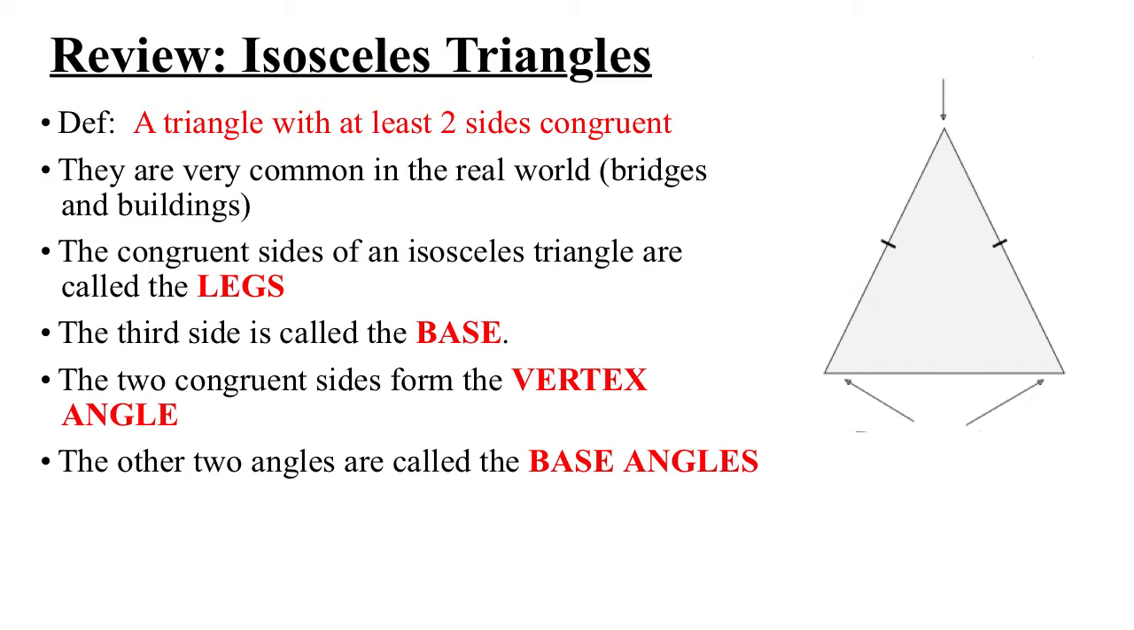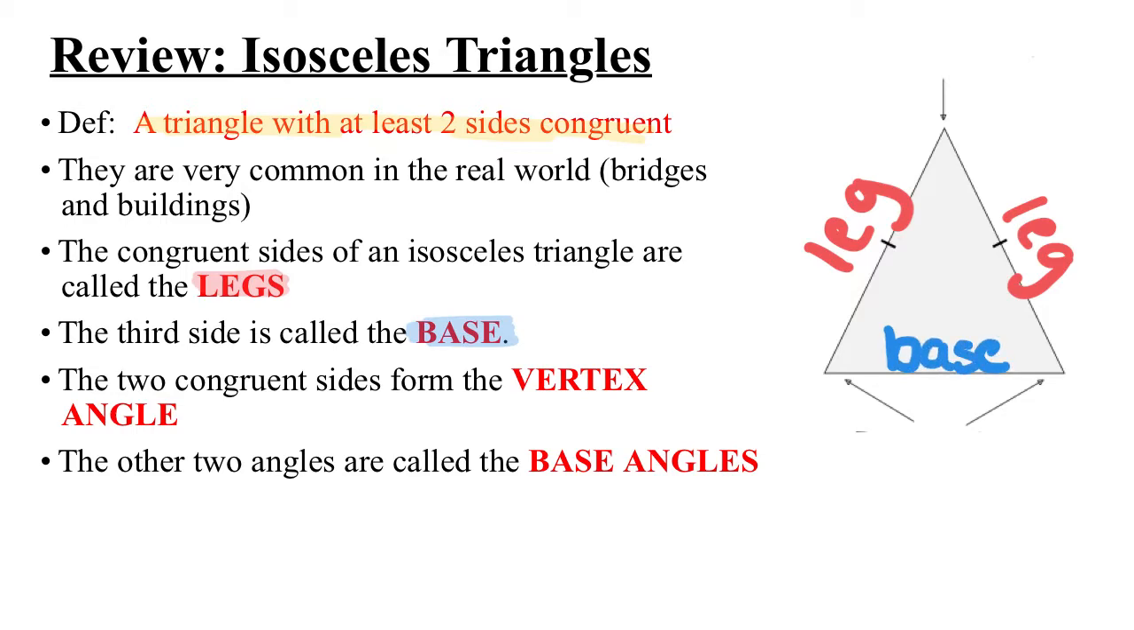The definition of an isosceles triangle is that it's a triangle with at least two sides congruent. And they are very common in the real world. You see them in bridges, buildings, etc. The congruent sides of an isosceles triangle are what are called the legs. So in this case, this is a leg of the triangle, and this is a leg of the triangle. The third side is what is called the base of the triangle.